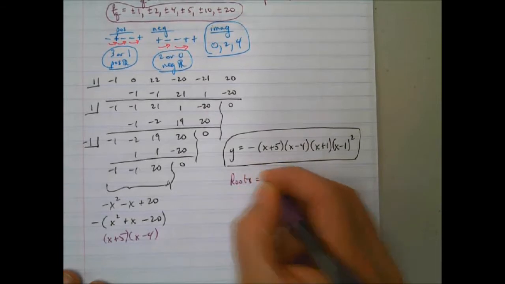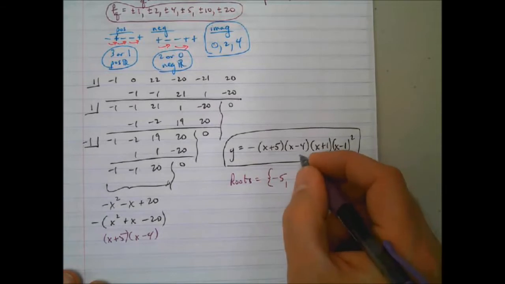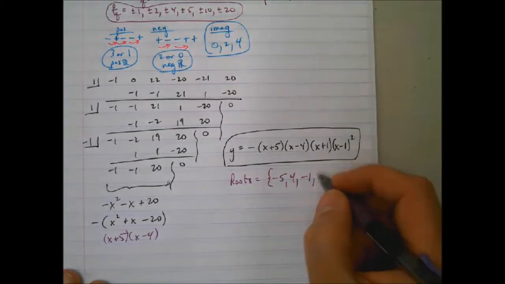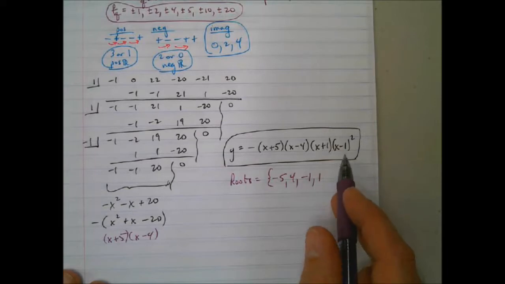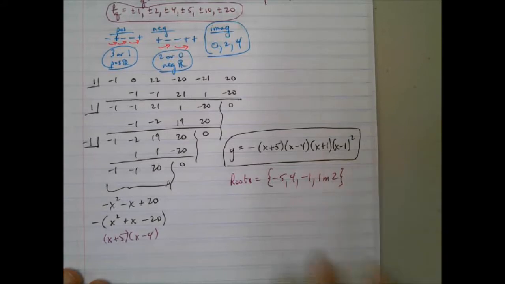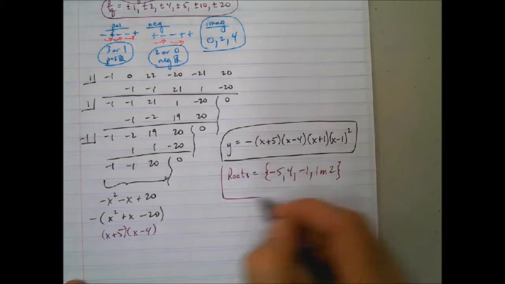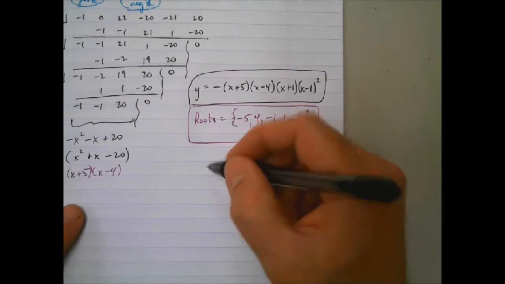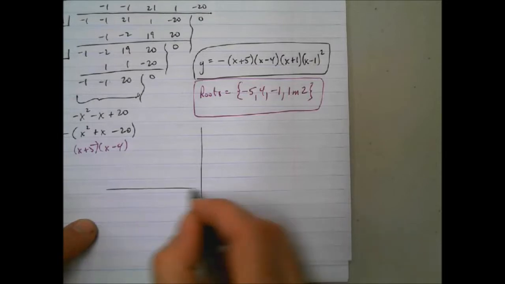Our roots, our zeros, are -5, 4, -1, and +1. Now, I shouldn't probably list plus and -1 because the +1 has multiplicity of 2. Okay, so there are all the roots. And we need to go ahead and sketch this now. Okay, so quickly sketch.